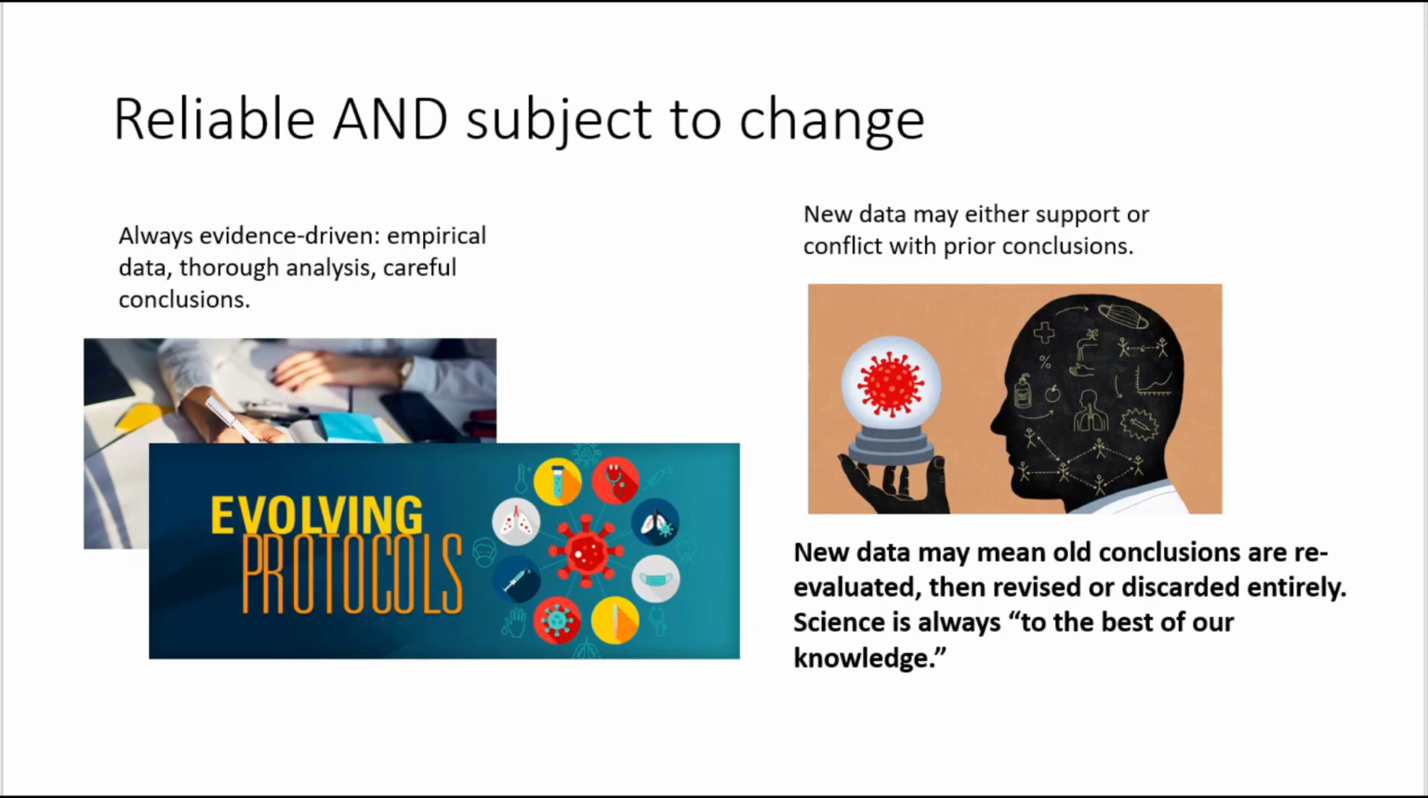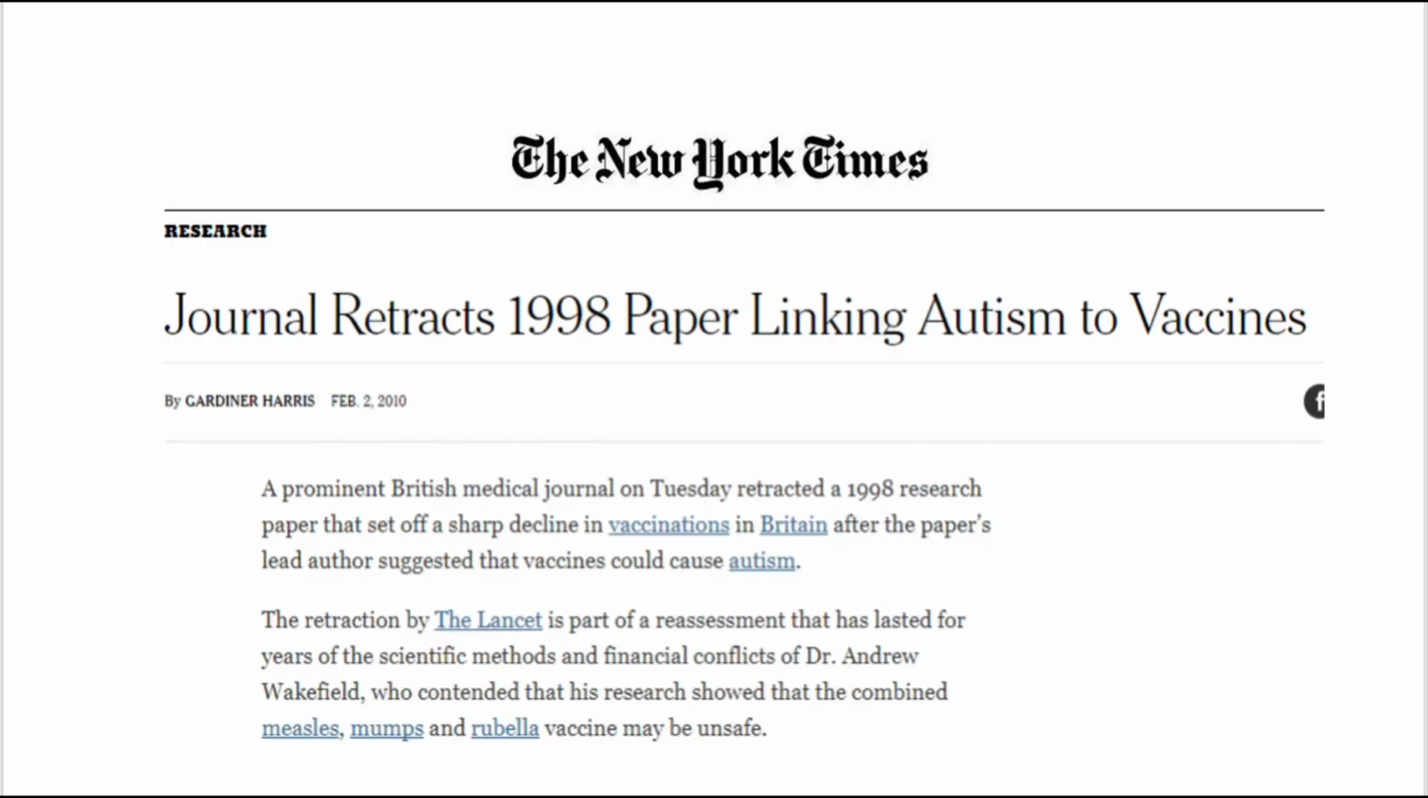Okay, so science is not static, it could change, right? Like this example, linking autism and vaccines. There was a paper published in 1998 in the British medical journal called The Lancet that drew a cause and effect connection between vaccines and autism. That paper resulted in many scientists also trying to investigate this idea. So this paper was published in 1998.